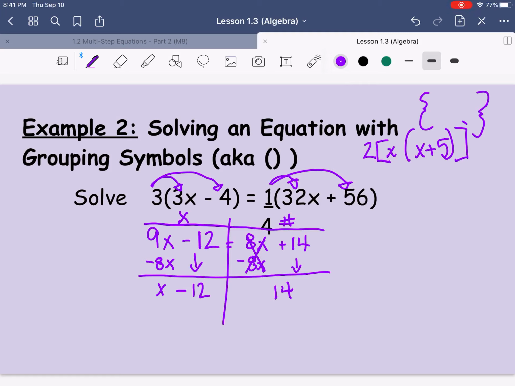So now that I have this, I need to move this guy over to here. Okay. So how do I do that? I add 12 to both sides. Now I have x, and 14 plus 12 is 26. So my solution, x equals 26.